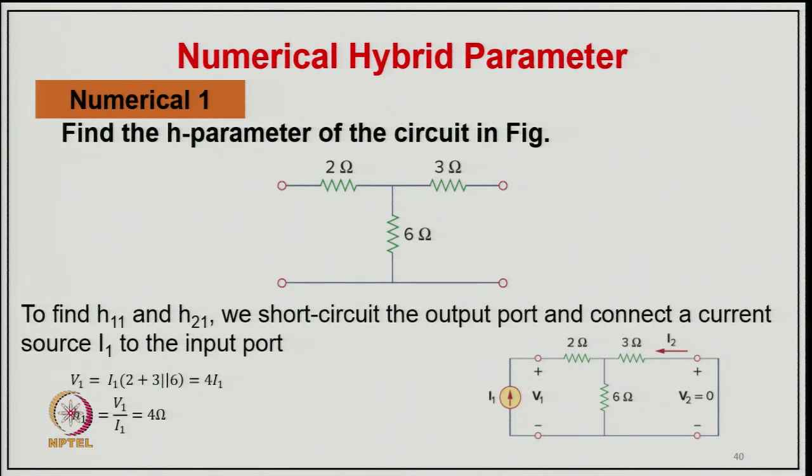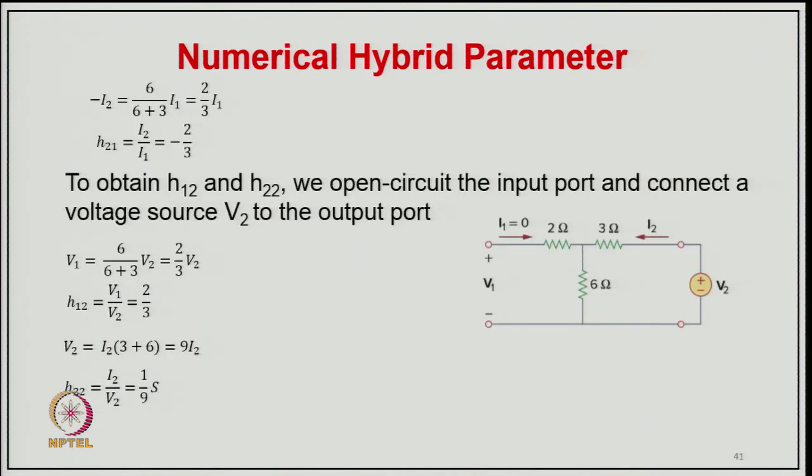We can say V1 equal to I1 times the 2 ohm in series with the 3 and 6 ohm in parallel. So, it comes to 4 I1, and H11 will be V1 upon I1, that is equal to 4 ohm. Similarly, connecting the voltage source at the output and keeping the input open, we can find minus I2 equal to 6 upon 9 of I1, that is 2 by 3 I1. So, H21 is I2 upon I1, that is minus 2 by 3.